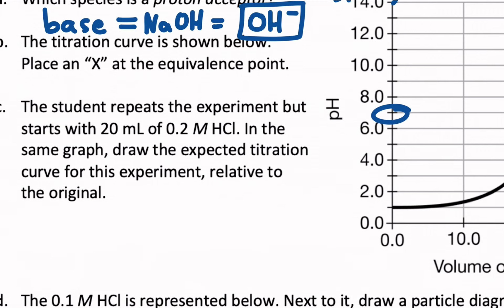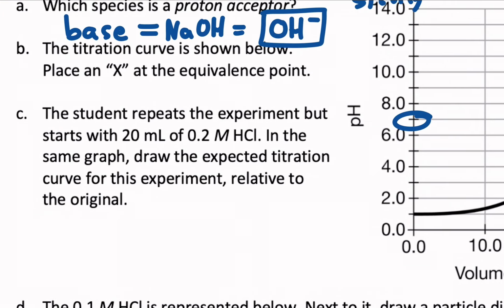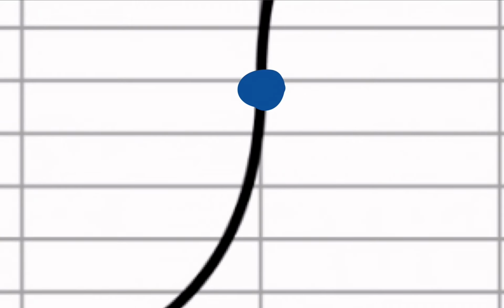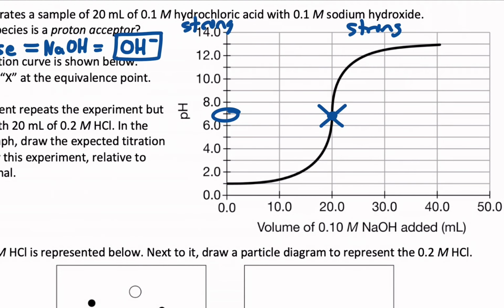B, the titration is shown below. Actually, it's over here to the right. Place an X at the equivalence point. There it is. It's the point of inflection right at 20 milliliters. Makes sense. 20 milliliters of 0.1 molar HCl will require 20 milliliters of 0.1 molar NaOH, because at the equivalence point, the moles of each reactant is the same.